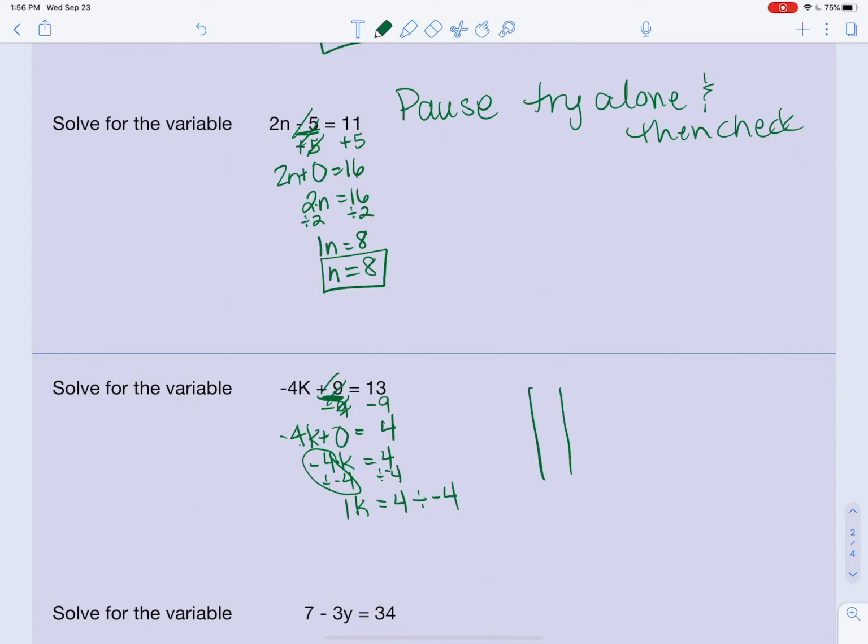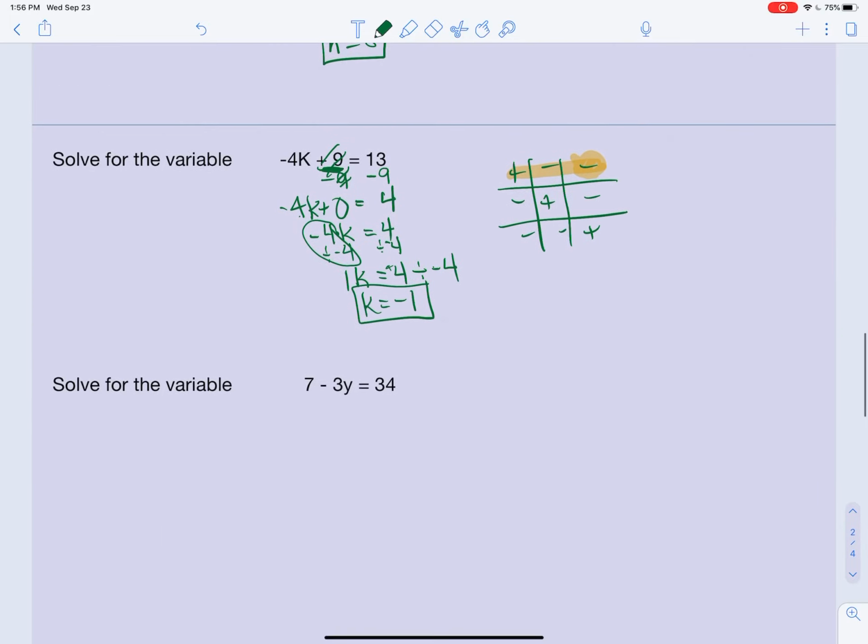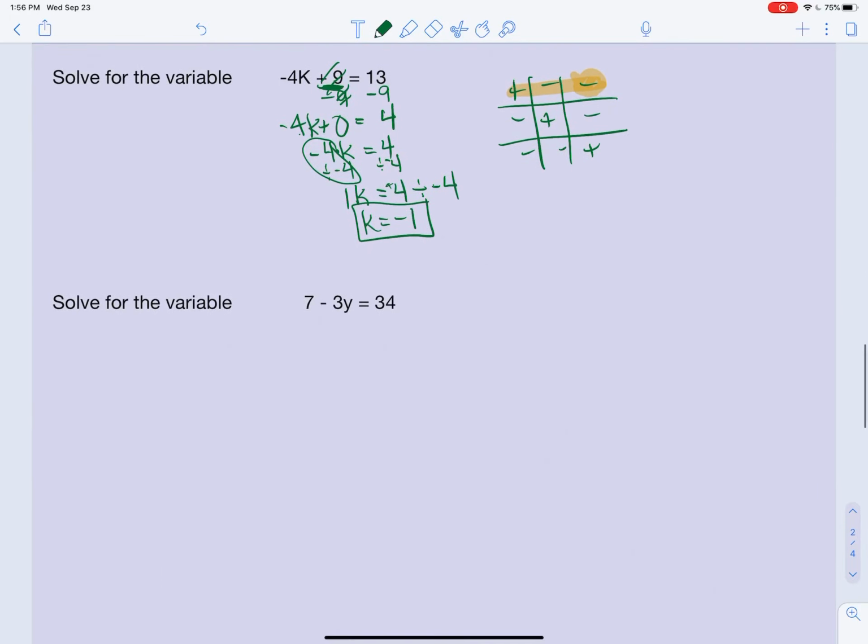So reminder of our tic-tac-toe. I'll put it all together. Plus, plus, plus, minus, minus, minus, minus, minus, minus. All right, so I have a plus here and I have a minus here. So plus, minus, that means my answer has to be negative. So that means 4 divided by negative 4 will be negative 1 equals, and I do not need that 1 anymore, k equals 1.